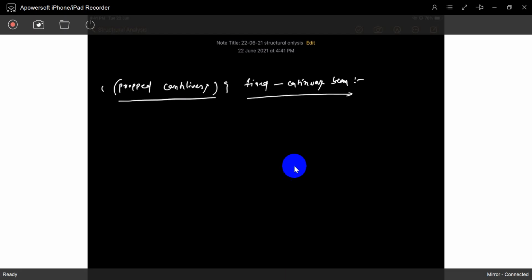Why is it a propped cantilever? A propped cantilever has 1 degree of indeterminacy. Just we will go step by step. A fixed beam has 2 degrees of indeterminacy. A continuous beam has more, not only 2, but 3, 4, 5. So how will we solve? First we will see the cantilever beam, the propped cantilever.